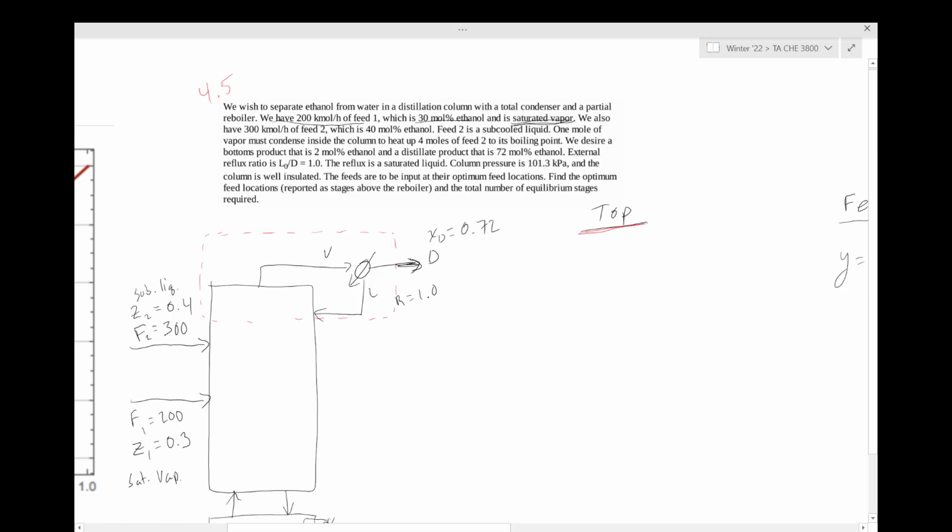It also says that there is a second feed, feed 2, which is 300 kilomoles per hour, and it is 40% ethanol. Feed 2 is also a subcooled liquid, and 1 mole of vapor must condense inside the column to heat up 4 moles of feed 2 to its boiling point. We'll talk about that a little bit later.